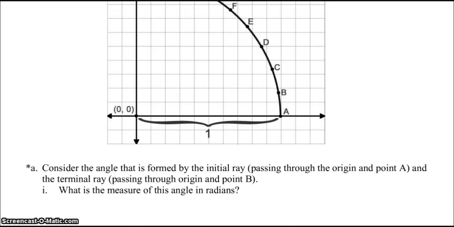Consider the angle that is formed by the initial ray passing through the origin at point A and the terminal ray passing through origin and point B. So we're looking at the angle formed by this initial ray and this terminal ray. What is the measure of this angle in radians?